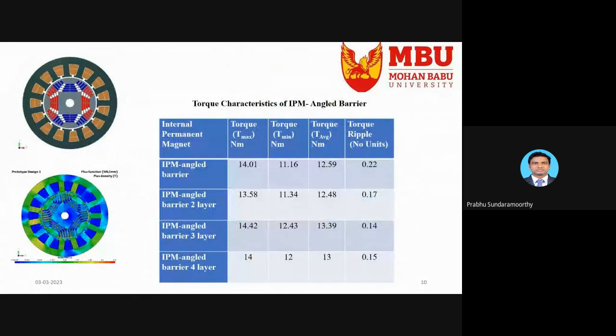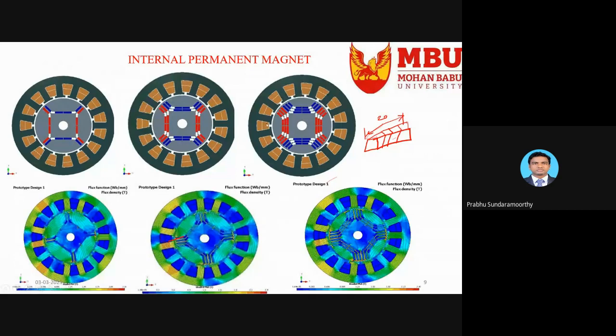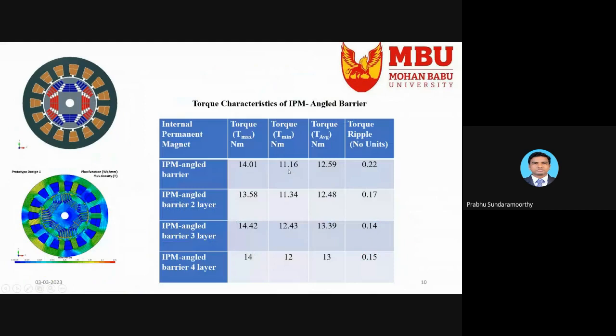And this is a case study we have analyzed in our ongoing research work. If you use a flux barrier of one layer, two layer, three layer, now coming to the comparison, here we can see 0.14 is the minimum torque ripple, and the average torque is 13.39, and it is the three layer IPM machine, right? So as I mentioned, a three layer machine is better suited for different types of high power applications, right?